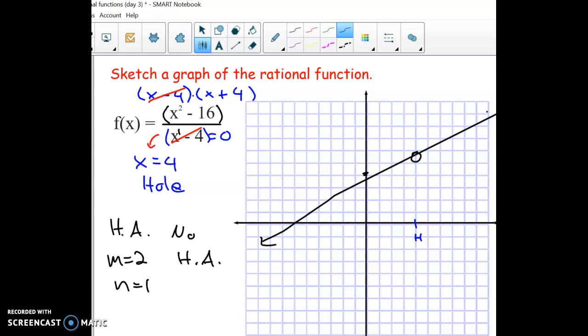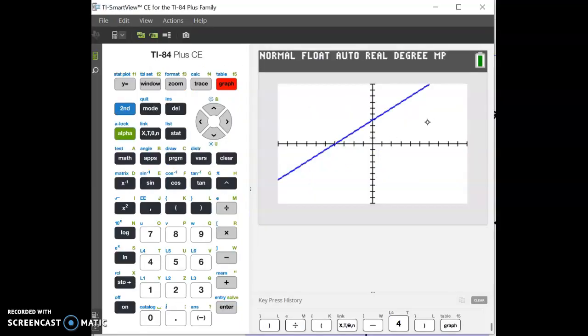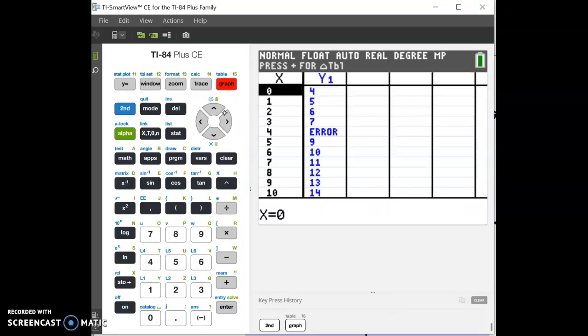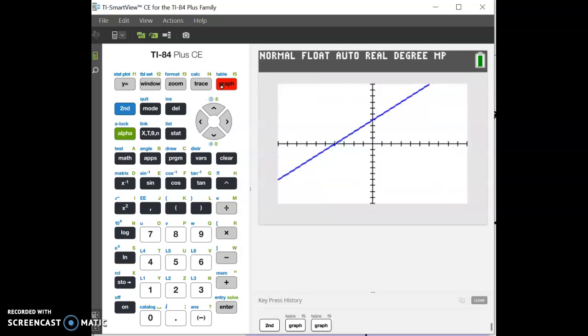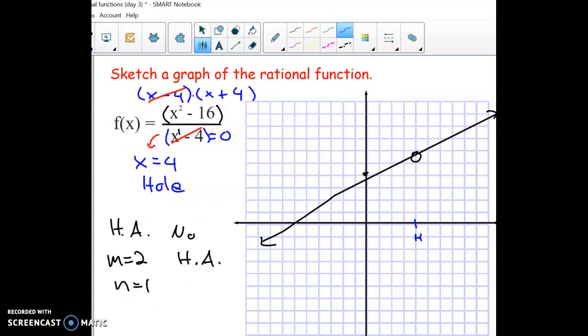Even though you can't see it graphically, it's actually kind of interesting. You can see it in the table. If you go to second table, you'll see at 4 there's an error, meaning there's basically a break there. So that's kind of interesting: even though it shows up on the graph, it doesn't show up in the table. Anyways, the way we mark that on our graph is just to draw a circle there. Go up from 4 and draw the circle.